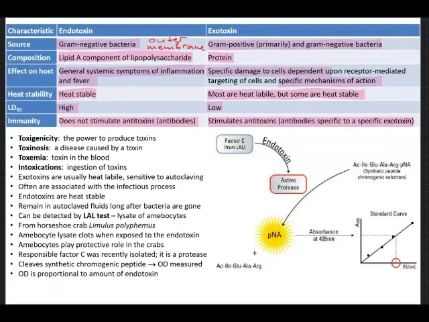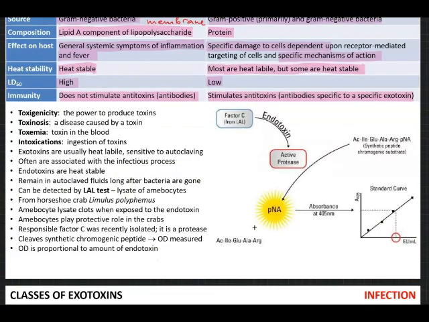Now, some terms to know. Toxicity, ability to produce toxins. Toxinosis, a disease. Toxemia, a toxin in the blood. And intoxication, the ingestion of the toxin.